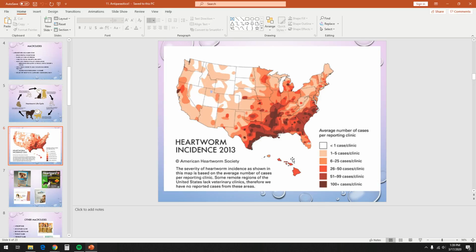If we look down here, we can see this is what we call those hotbed states. They have 100 plus cases per clinic. It is hot down in the south, and this is where all them critters and those mosquitoes are hanging out. If we look up over here in Washington, where we are, maybe we have 1 to 5 cases. Thank you, global warming: 6, 7 years on, now that we're in 2019, this has actually grown a lot more.